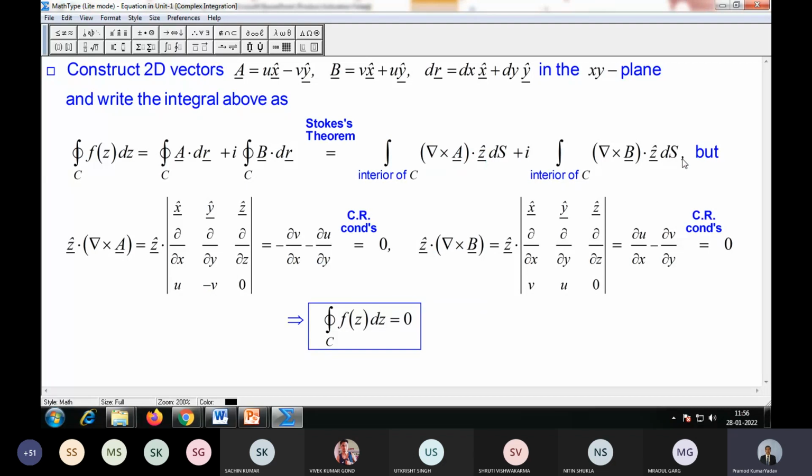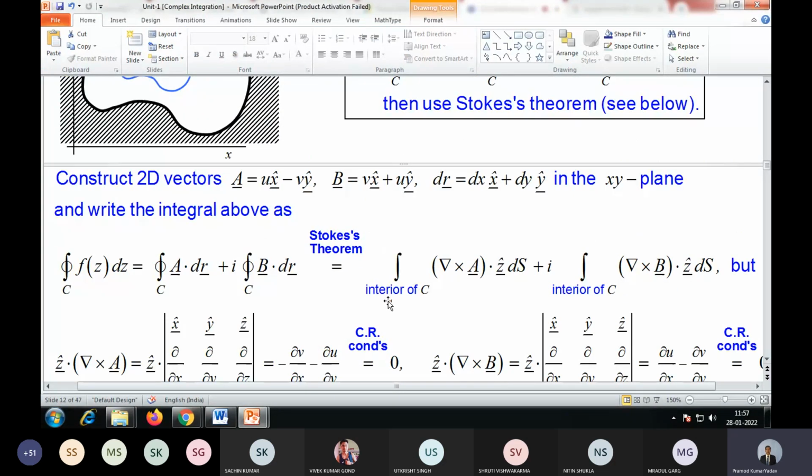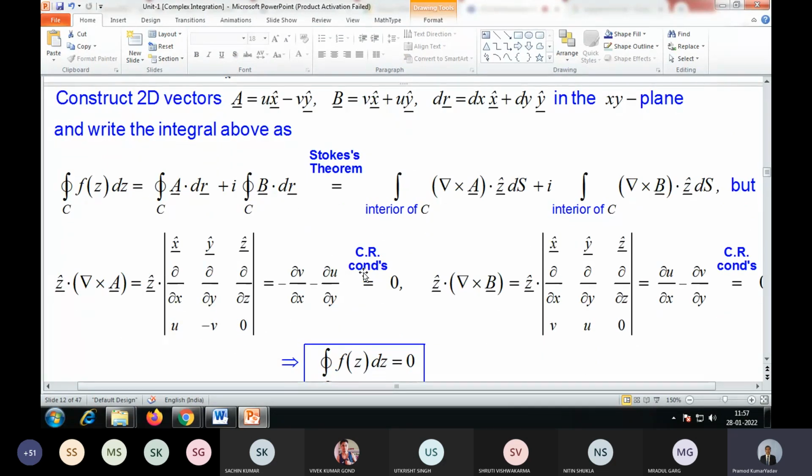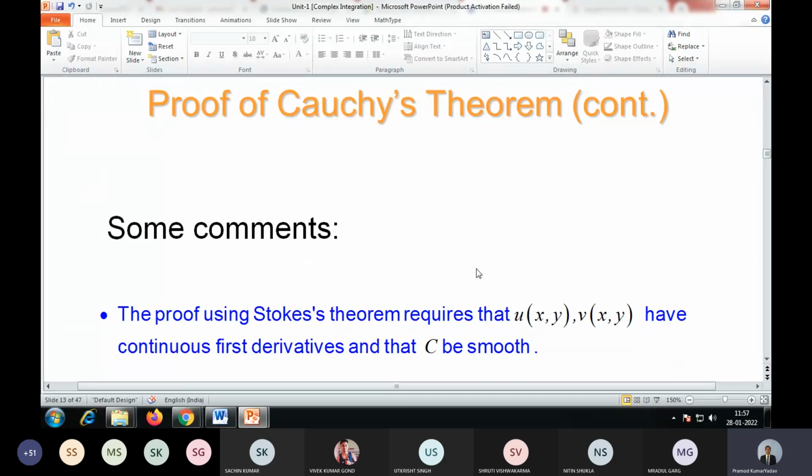So in this way, with the help of Stokes theorem, we got the proof of Cauchy theorem that if a function f(z) is analytic within and on a closed curve C, then this integral of f(z) is 0. If f(z) is not analytic, then you can't use the CR equation. You are using the CR equation because f(z) is analytic within and on C. So this is one way to give the proof of Cauchy theorem.